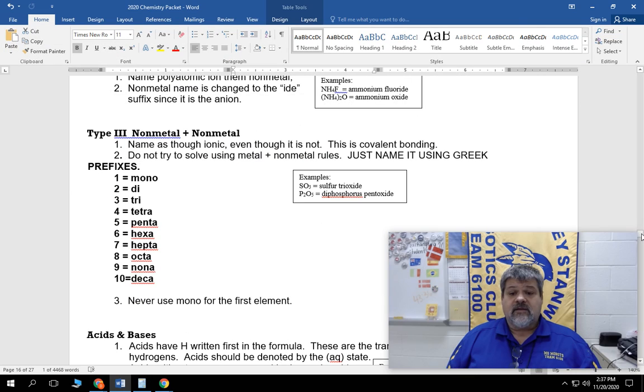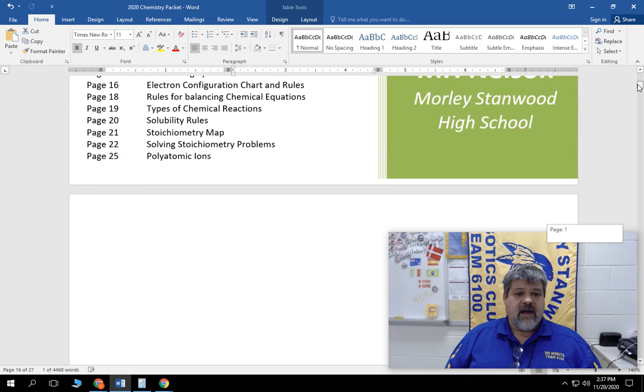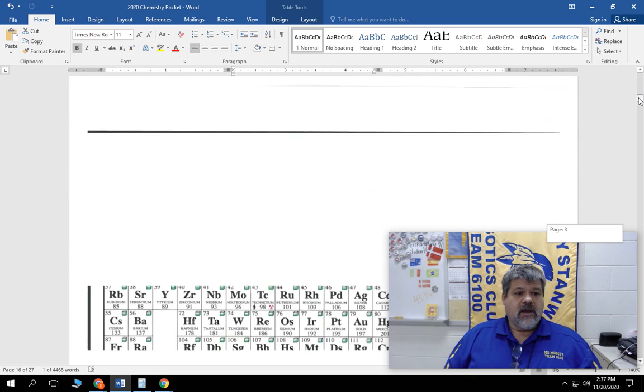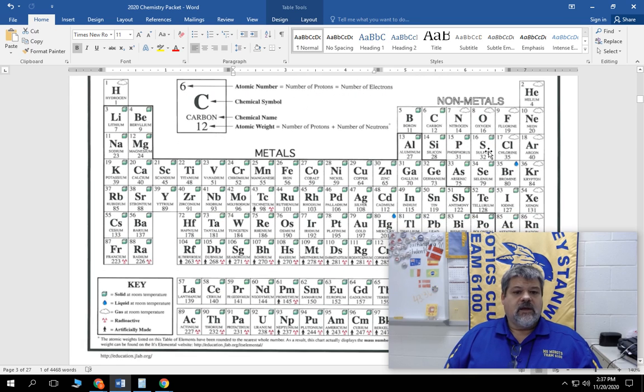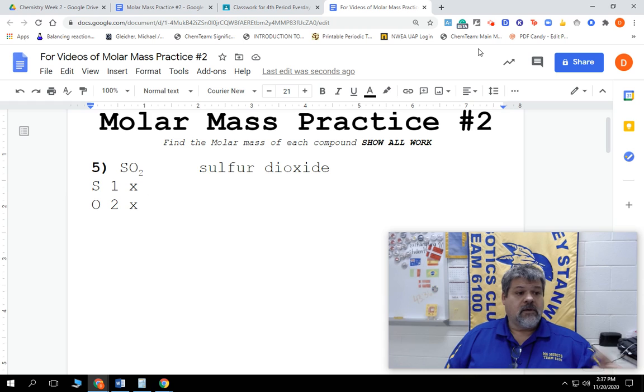So we're going to go all the way back to our packet, go back up to our periodic table. Oop, a little too far. And there's our periodic table. We see that the larger number in the box is the atomic weight, and that is 16 for oxygen and 32 for sulfur. Hey, I was right. You'll never know if I was or not. So we're going to put 32 right here, and 16 right there. So we do the multiplication: 32 times 1 is 32. 16 times 2 is 32.